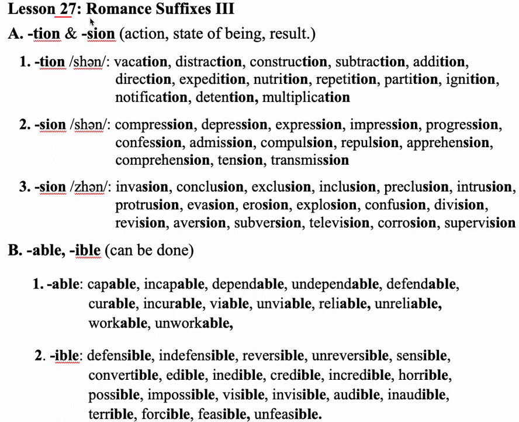We're going to do lesson 27. Romance suffixes, our third one, and then there's one more before we start our roots. This has two categories, A and B. We're going to look at A first. All three of these spellings mean the same thing: action, state of being, result. Number one, we have tion.